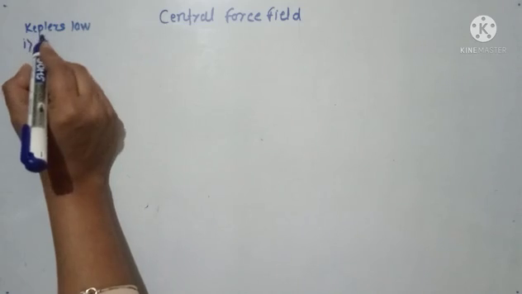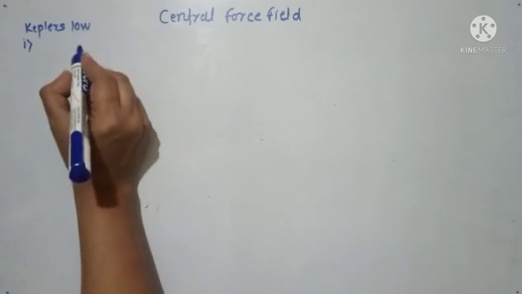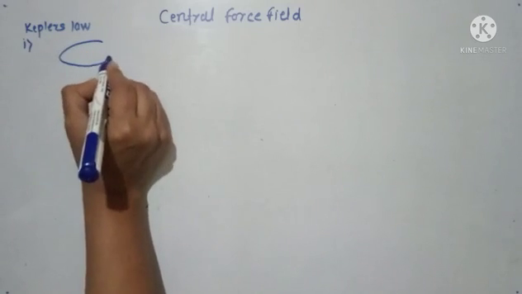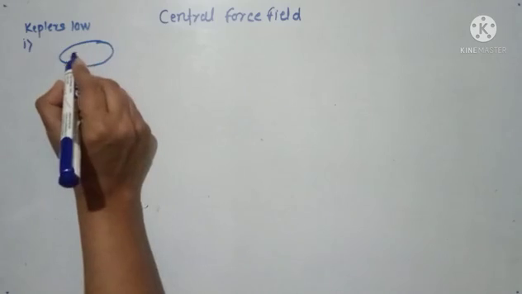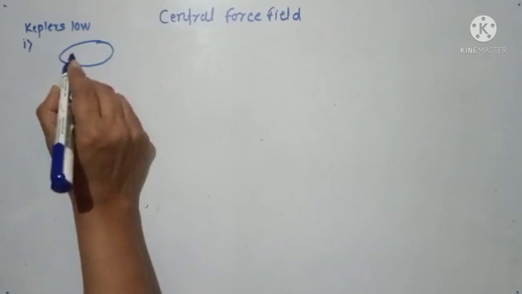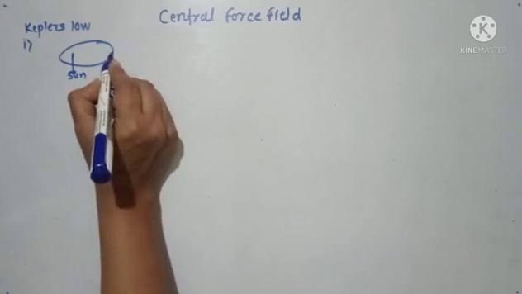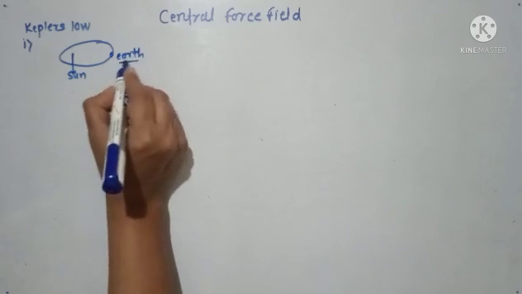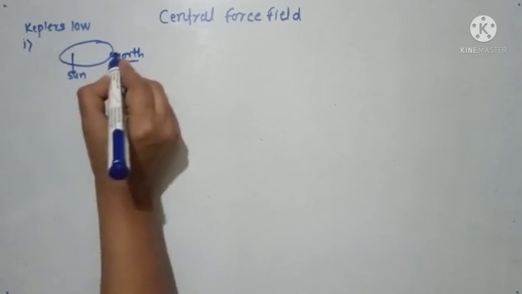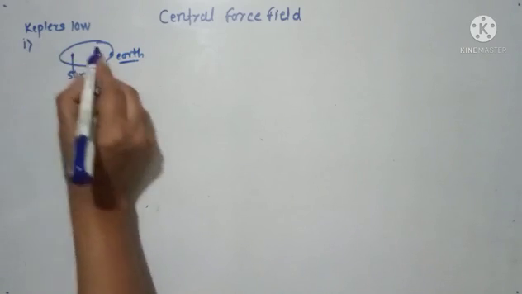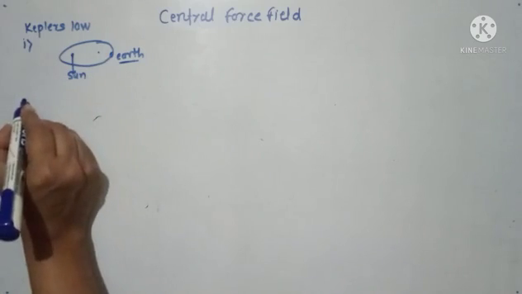So Kepler's first law states that every planet moves around the sun in an elliptical orbit with the sun as one of the foci. So this is the sun and this is any planet, say Earth. Any planet revolves around the sun with the sun as one of the foci. So this is the statement of Kepler's first law.